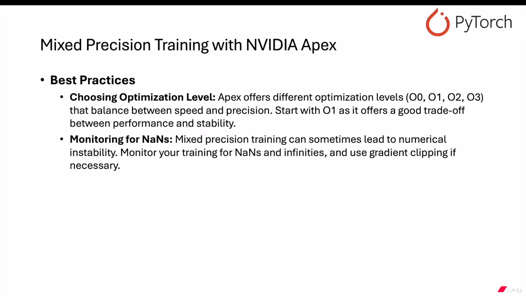Best practices. Choosing optimization levels. Apex offers different optimization levels O0, O1, O2 and O3 that balance between speed and precision. Start with O1 as it offers a good trade-off between performance and stability. Monitoring for NaNs. Mixed precision training can sometimes lead to numerical instability. Monitor your training for NaNs and infinities and use gradient clipping if necessary.